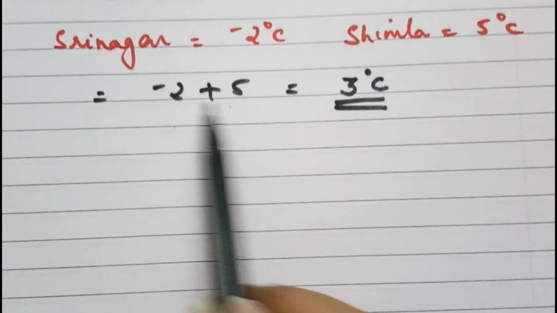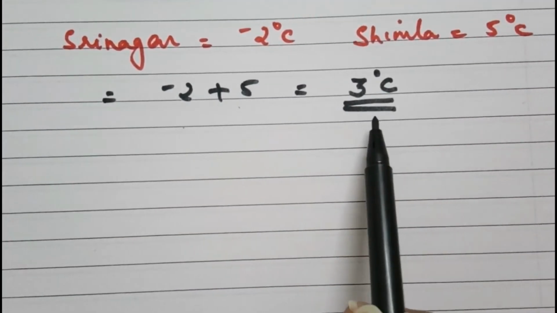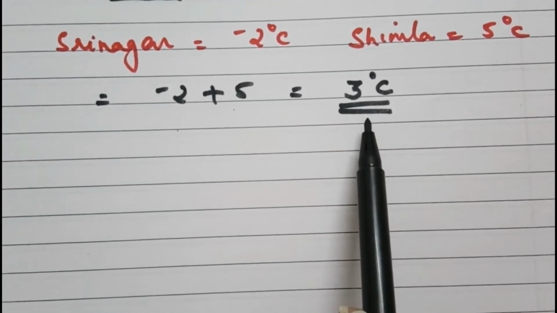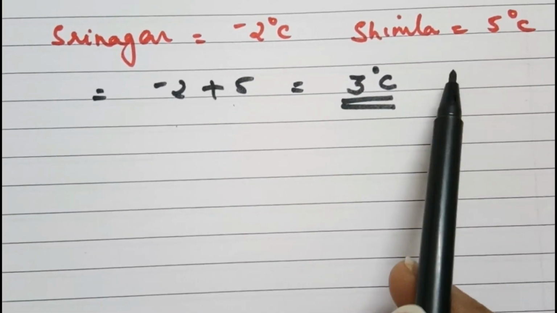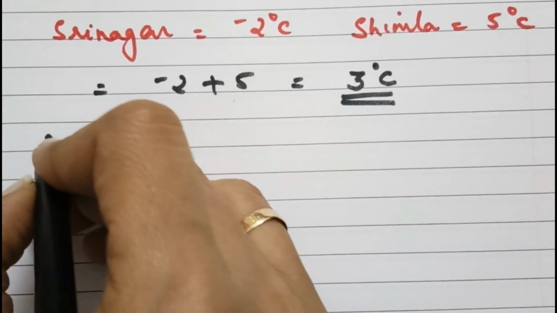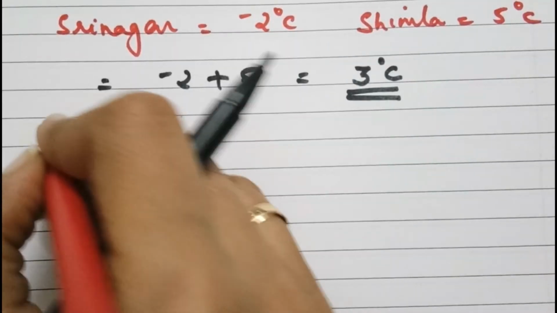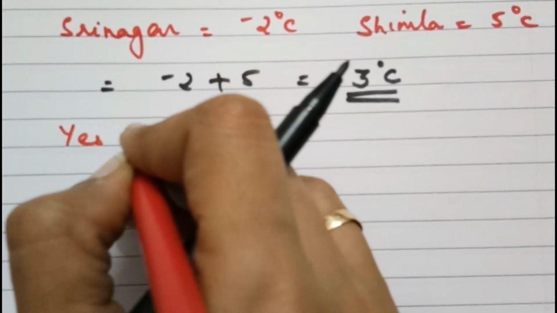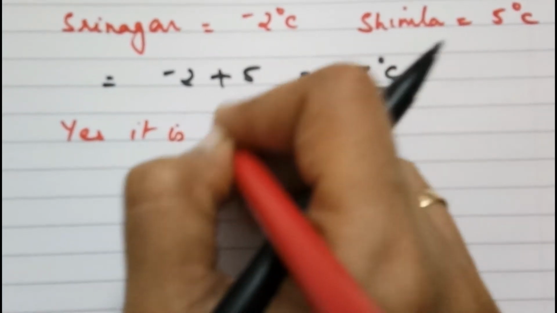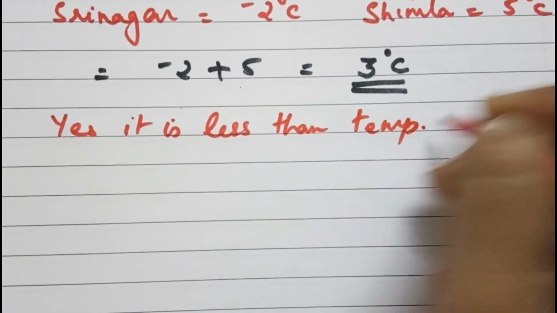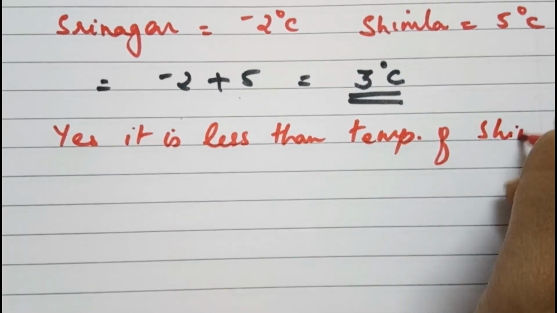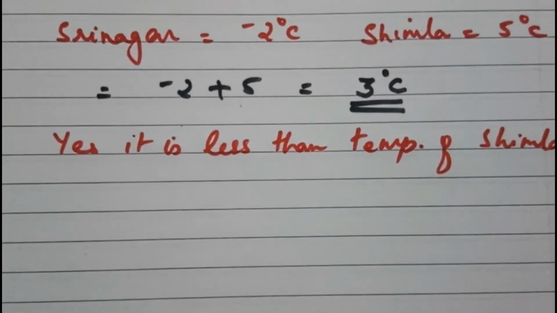So here we got, when both the temperatures are taken together, the result as 3 degrees Celsius. And of course Shimla's temperature is 5 degrees Celsius. Hence, yes, it is less than the temperature of Shimla. So this answers the first one.